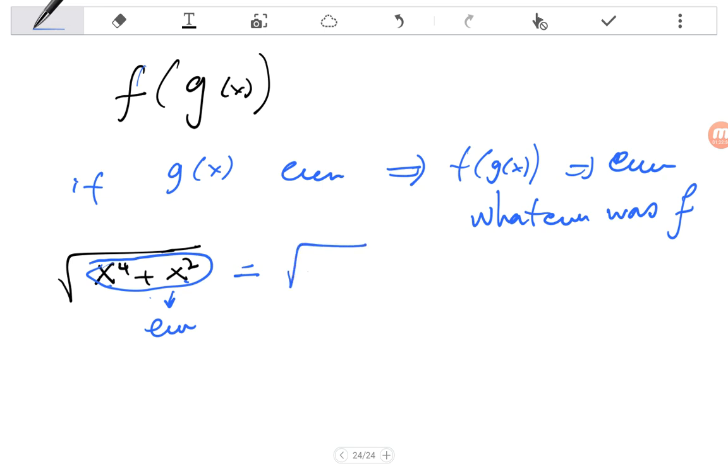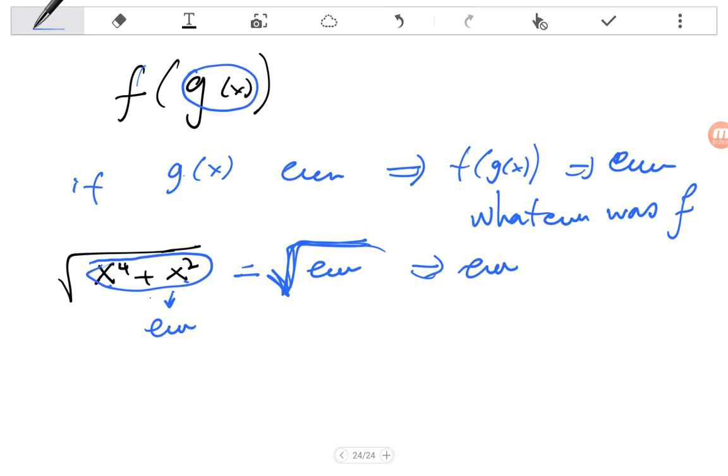So I need to know root of even function. I just told you the rule that if the insider function is even, then the result will be even whatever was the outsider function. The outsider function here is general. The square root is a general function. So whatever was the outsider function, the result will always be even, if the insider function is even.